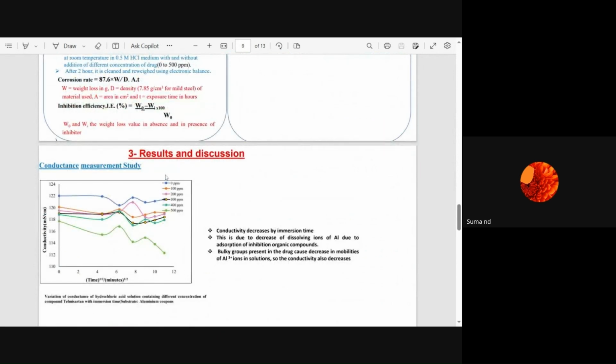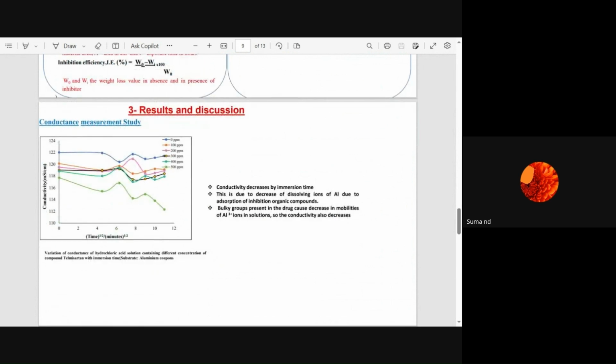Next, results and discussion. First one is the conductance measurement study. Here the figure shows the variation of electrical conductivity of 0.5 molar HCl solution in presence and absence of corrosion inhibitor. From this figure, we can see clearly that conductivity decreases with immersion time.